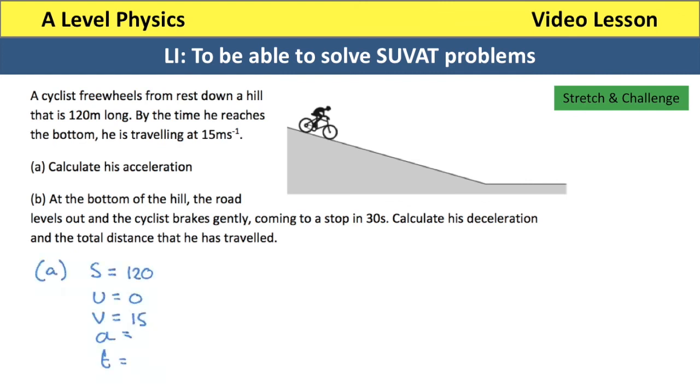We write out our suvat. We know that the cyclist travels down a hill that's 120 metres long, so the distance travelled is 120. He comes from rest, so u is 0, and his final speed is 15. We want to work out his acceleration.